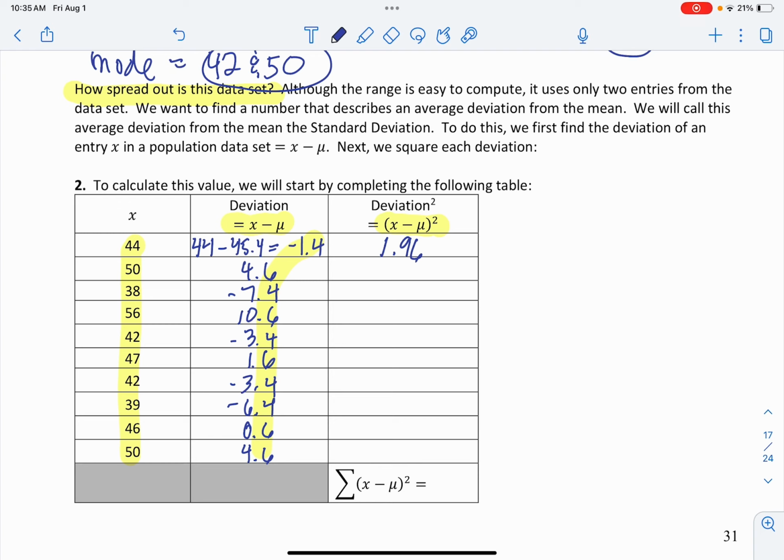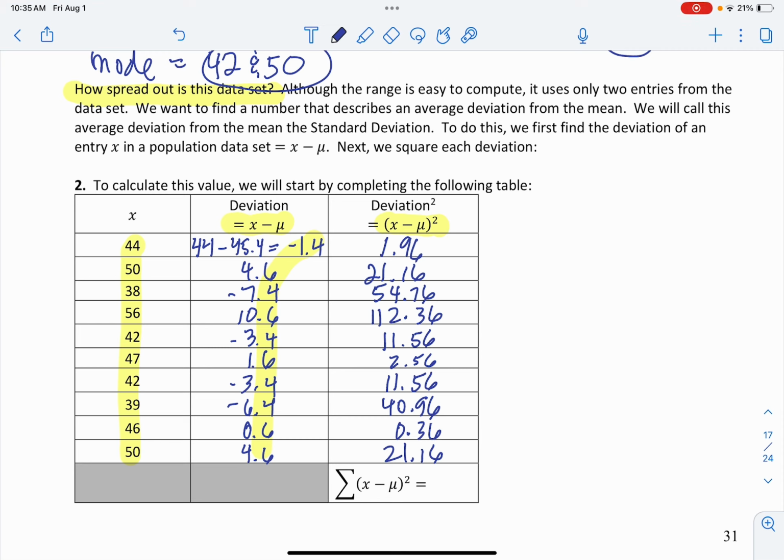1.96, okay. And we're gonna do it for every one of them. So I'll just go ahead and fill these in. You can check my calculations if you'd like as I do this, or you can just fast forward because this is pretty boring. Almost there. Okay, once we have them all done, those are all your deviations squared.